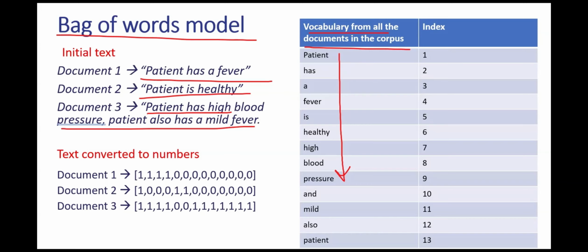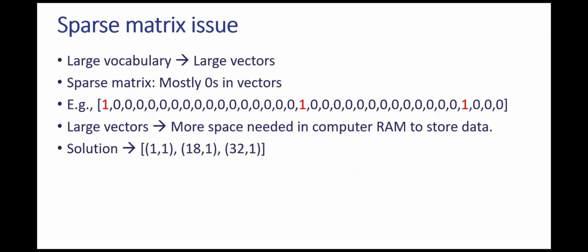Now, one sort of issue that we can get when we are dealing with the bag of words models is the creation of what's known as a sparse matrix. Now, this happens when we have a large vocabulary. So each document is represented by a large vector, and most of the elements in these vectors are zero. For example, a document might be represented by a vector like 1, 0, 0, 0, 0, 0, 0, 0, 0, 1, 0, 0, 0, 0, 0, 0, and then 1, 0, 0, 0. So there are only a few positions that contain ones, indicating the presence of a word, and the rest are all zeros. So as the vocabulary grows, the vectors keep getting larger and larger and larger.